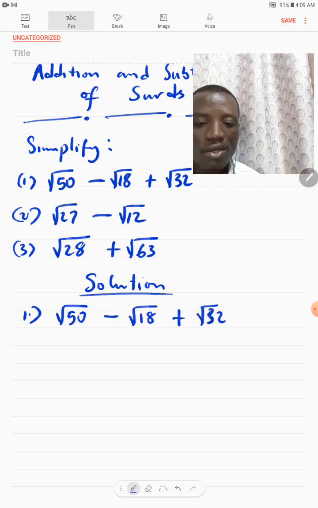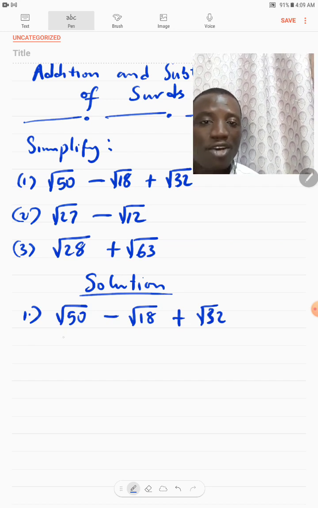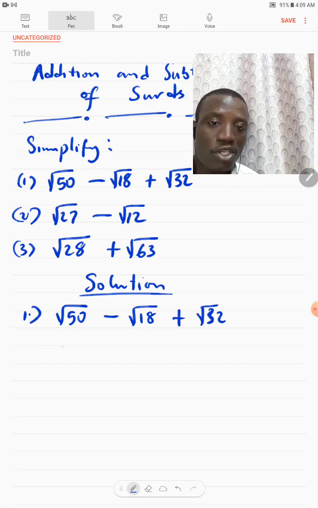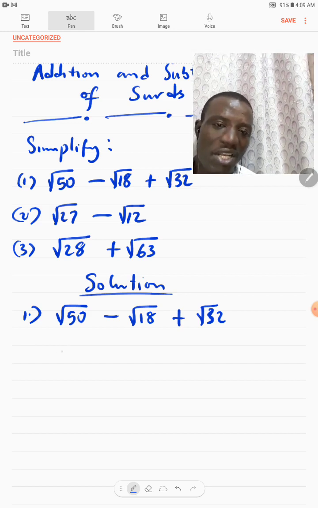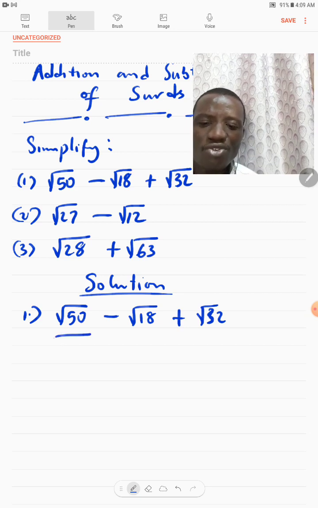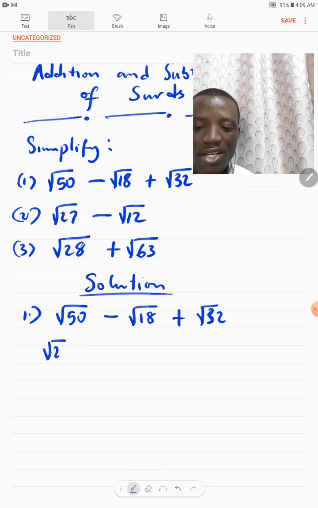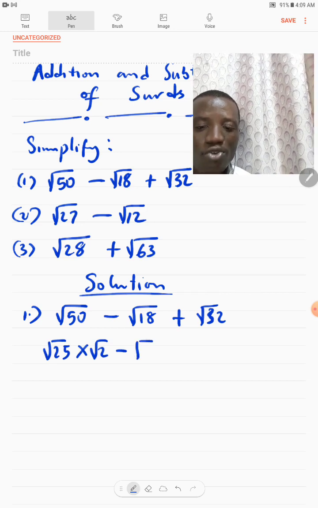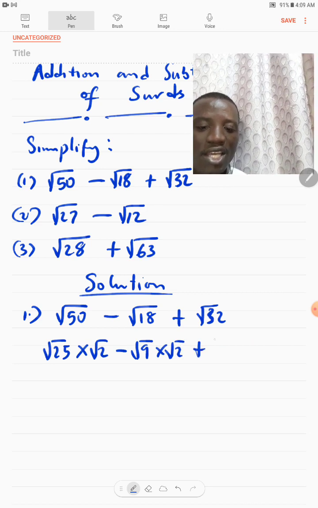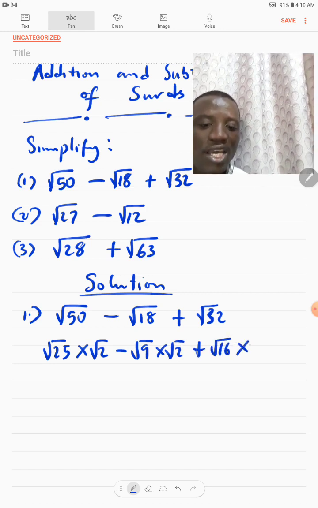Okay. So here, my root 50, you already have the skill. Break it down into perfect square using a prime number. Is there anything that we can do to that? Of course, there's something we can do. Let's break it down. Let's split it directly. Root 25 times root 2. So that's what root 50 will give me, minus root 18 will give me root 9 times root 2. And root 32 will give me root 16 times root 2.